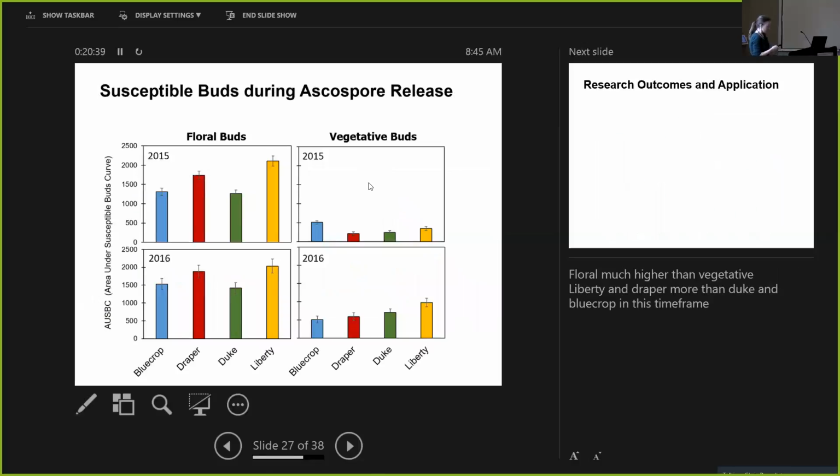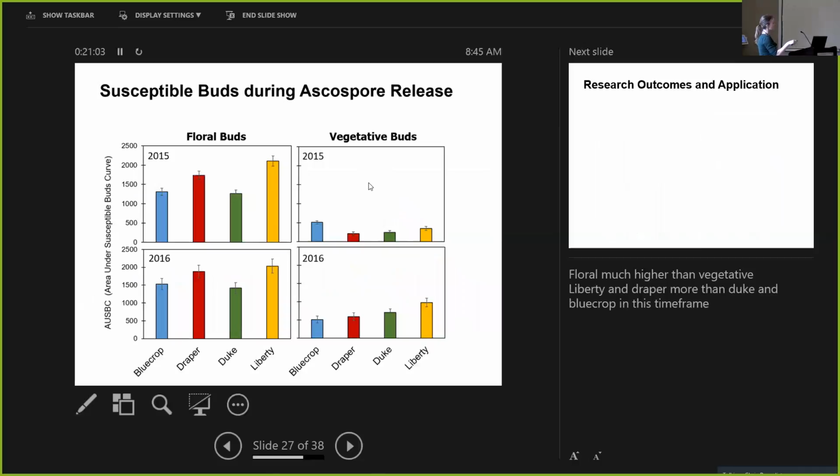Now in these graphs, you see a comparison of the different cultivars and the amount of susceptible tissue they had on the plants during this Ascospore release period. So it's a summary of the amount of tissue during that period. And the different colors are the different cultivars. On the left, you see the graphs for floral buds, on the right for vegetative buds.